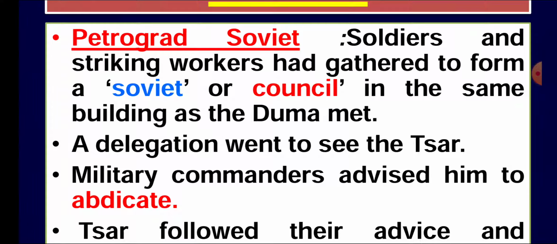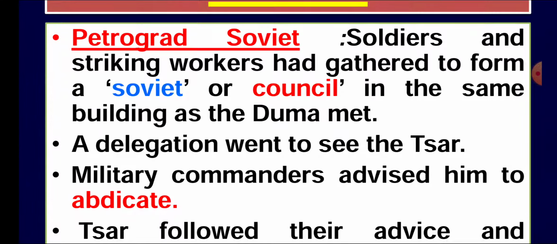One delegation went to meet Tsar Nicholas II. Delegation means a group of people. Military commanders of Russia advised Tsar Nicholas II to flee from the country or to abdicate. He followed their advice, having fear in his mind, because he knew very well that people could kill him like the French ruler Louis XVI and his wife.